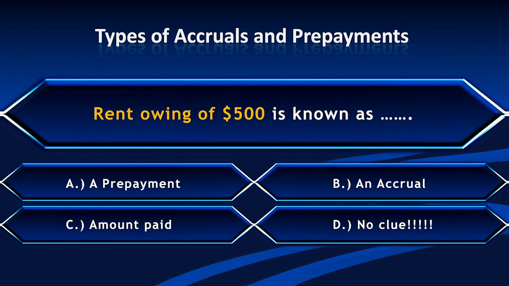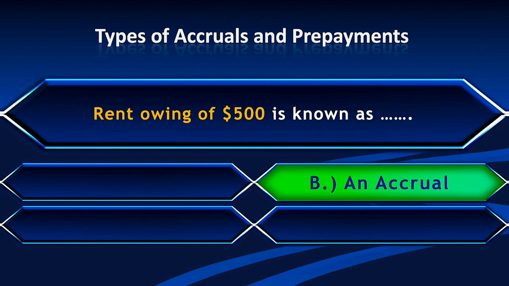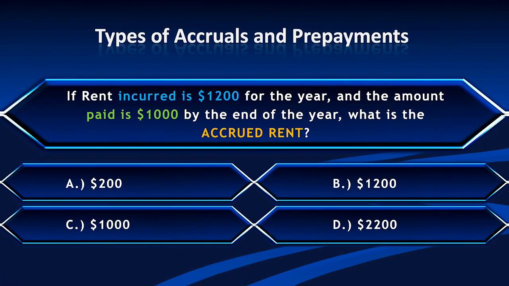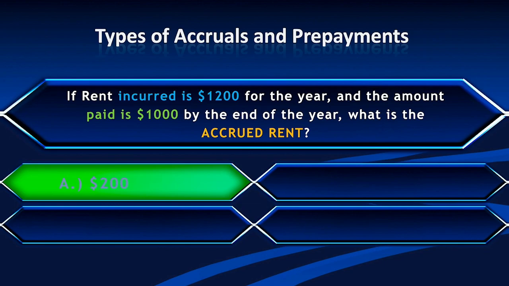Let's be practical. Rent owing of $500 is, very simply, not a prepayment, it's an accrual. If rent incurred is $1,200 for the year and the amount paid is $1,000, what is the accrued rent? Because the amount paid is less, that means it's an accrual. How much less is it? $200. So the accrued rent is $200.